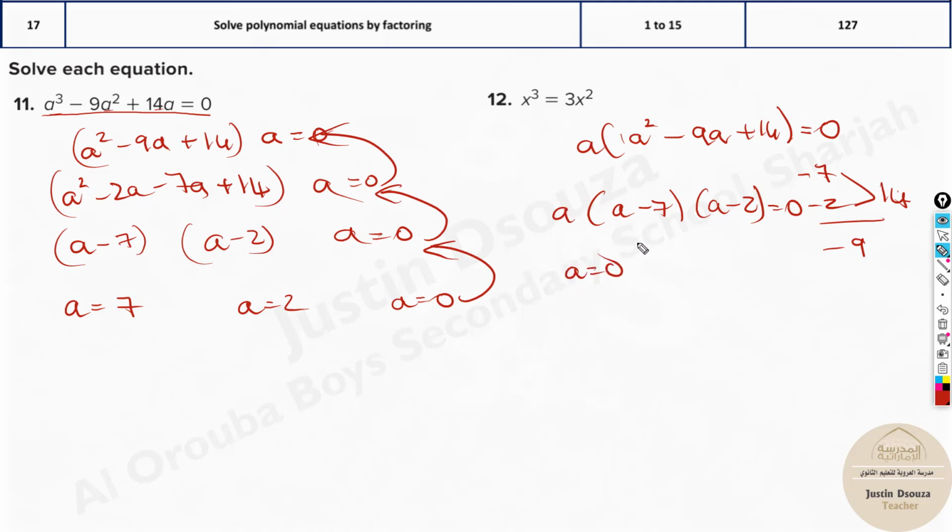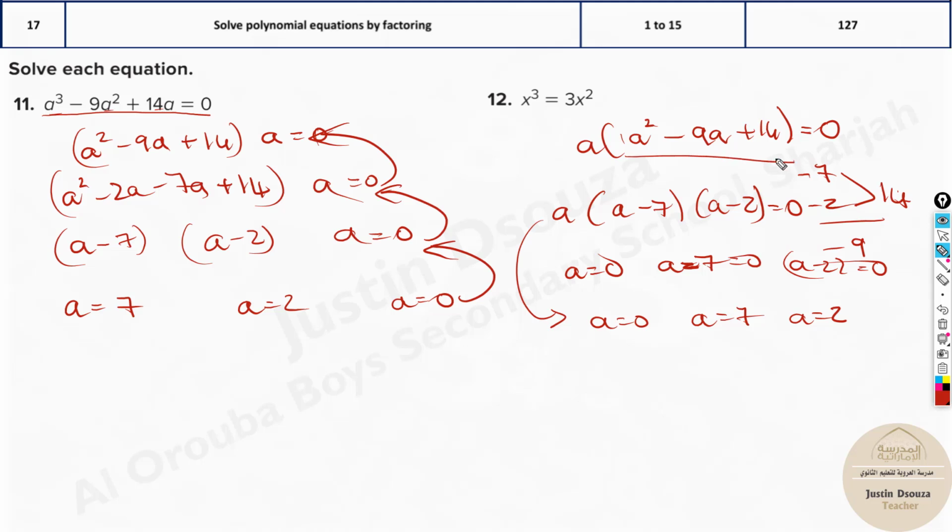a is equal to 0, first term. a minus 7 is equal to 0, second term, and a minus 2 is equal to 0. So basically a is equal to 0, a is equal to 7, and a is equal to 2. You can directly write from here to here, that's also fine. So this is technically how we do it. And from here also you can use mode 5-3 and get the factors and solve it, up to you.